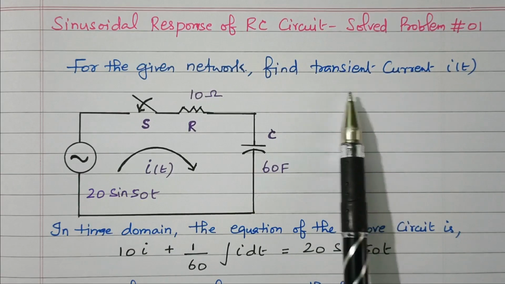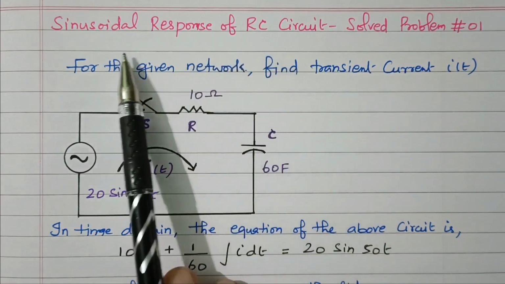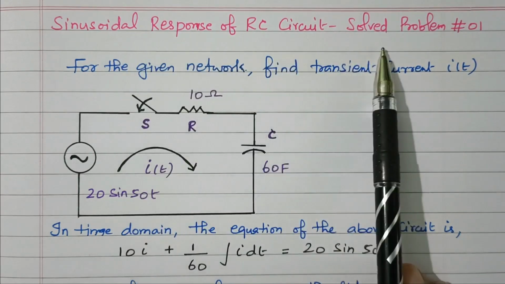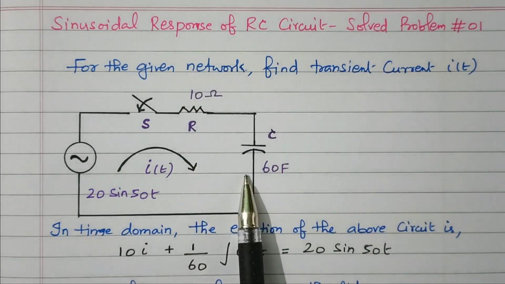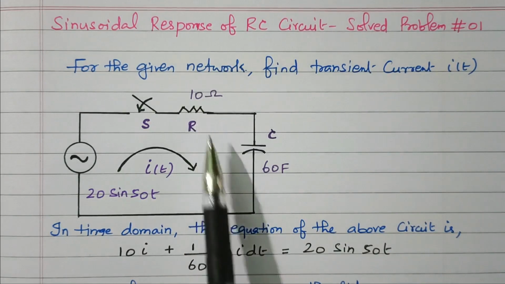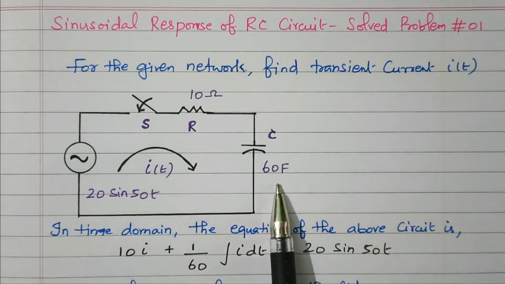Now we'll go to the topic: transient sinusoidal response of RC circuit, solved problem 1. So this is the given circuit. R and C are connected in series. The R value is 10 ohm, the C value is 60 farad.